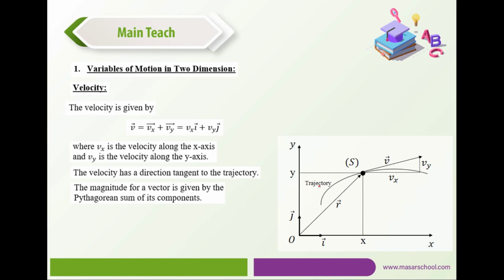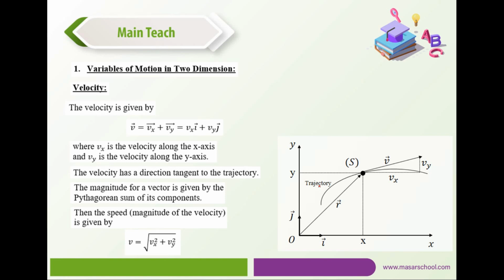Now, let me repeat myself and say, whenever we say velocity, we mean the big velocity, which includes both Vx and Vy. So we have 2 velocity components, Vx and Vy. And what about the speed? In this case, we know that the speed is the magnitude of the velocity. Because we have 2 components, Vx and Vy, the magnitude for a vector is given by the Pythagorean sum of its components. Then in this case, the speed, which is the magnitude of the velocity, is calculated using the Pythagorean sum, which is the square root of Vx squared plus Vy squared.